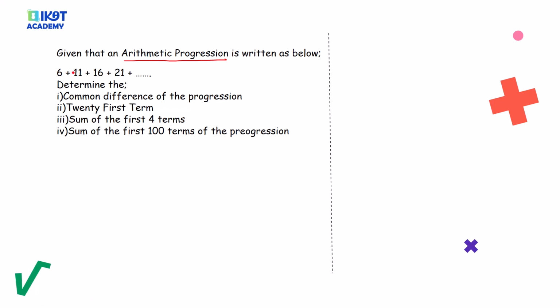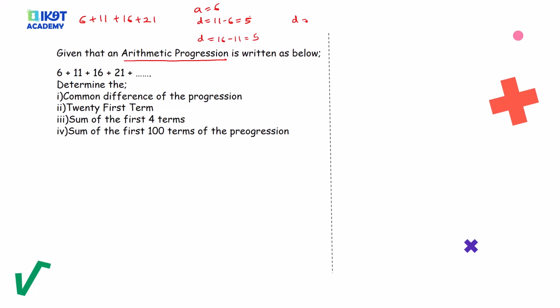For this specific number, you have 6 + 11 + 16 + 21. Someone could try to prove it and say a is 6, and then the common difference is 11 minus 6, which is 5. Then if I also say 16 minus 11, it is still 5. And 21 minus 16, so you see, they have a common difference. But they already told us it's an AP.